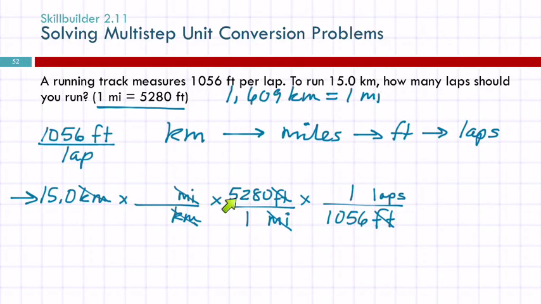In each of these fractions, what's on the top is equal to what's on the bottom. A mile is the same distance as 5,280 feet. They are different names for the same length. And then miles and kilometers. So 1.609 kilometers is equal to 1 mile. Any questions?